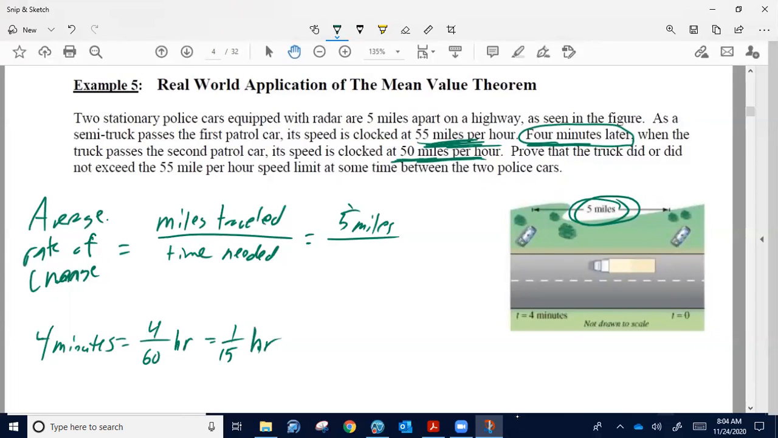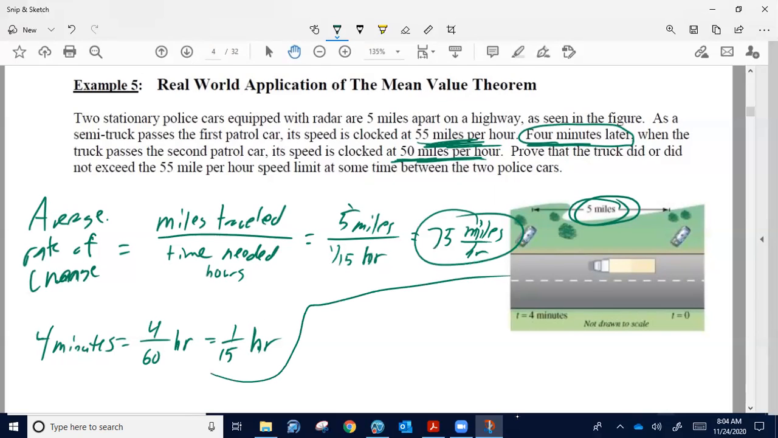We want to have the time needed in hours. He went 5 miles in 1/15th of an hour. 5 divided by 1/15th is 75 miles per hour. He averaged 75 miles per hour. Mean value theorem again says if you have an average, if you have a slope, you have to equal that somewhere. So there was some point in that time frame that he was going 75 miles per hour. So he was definitely speeding.